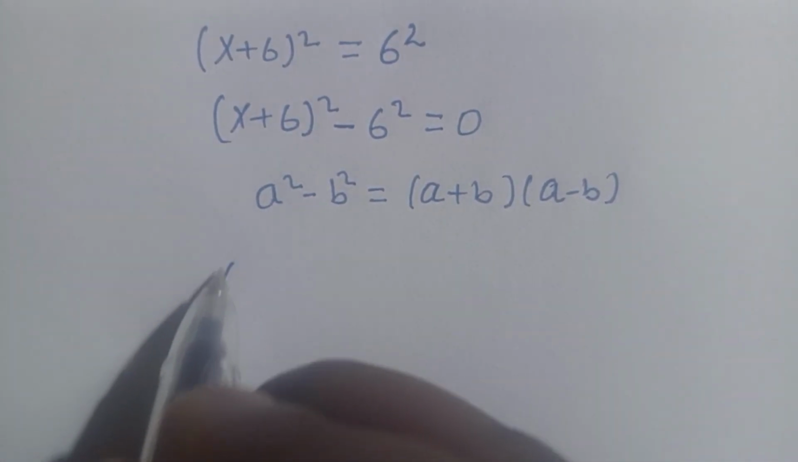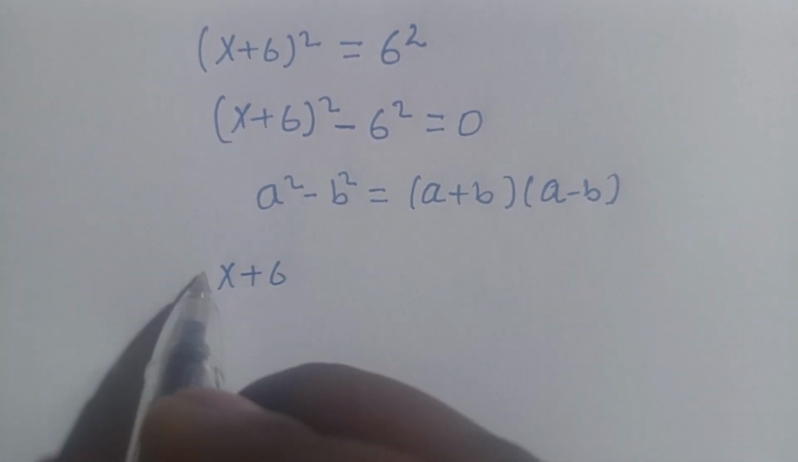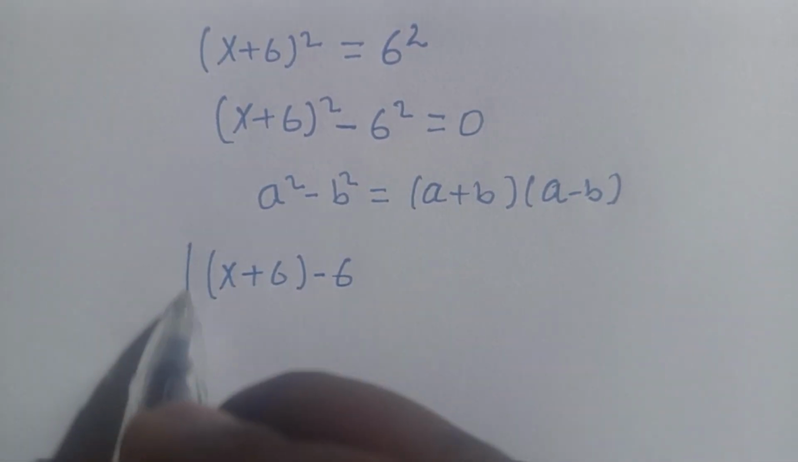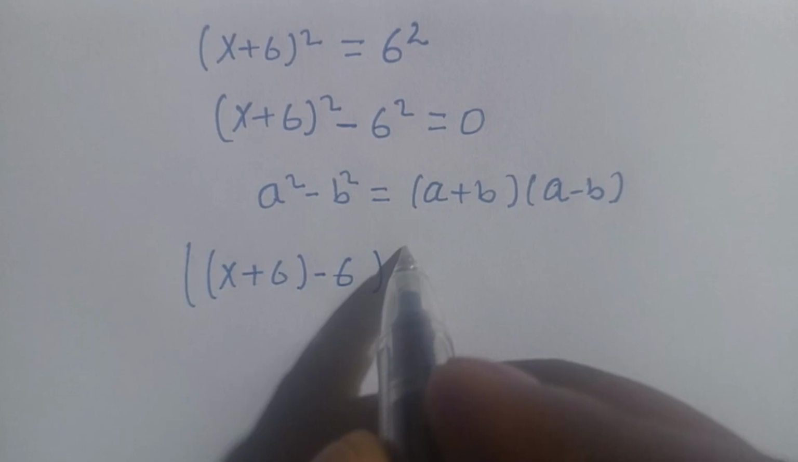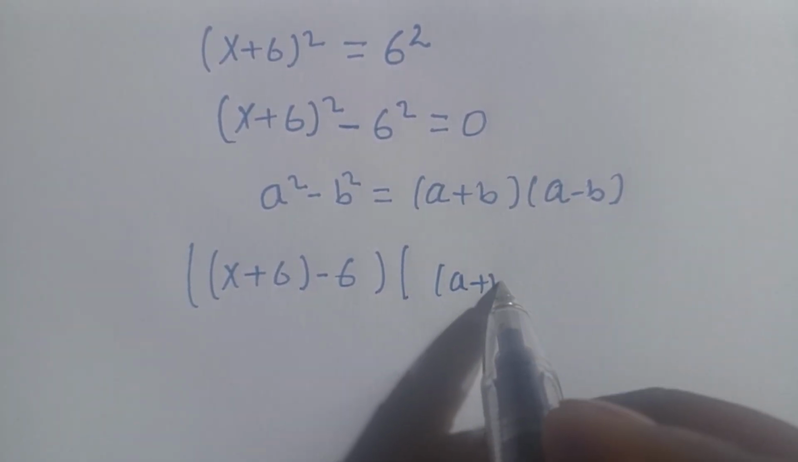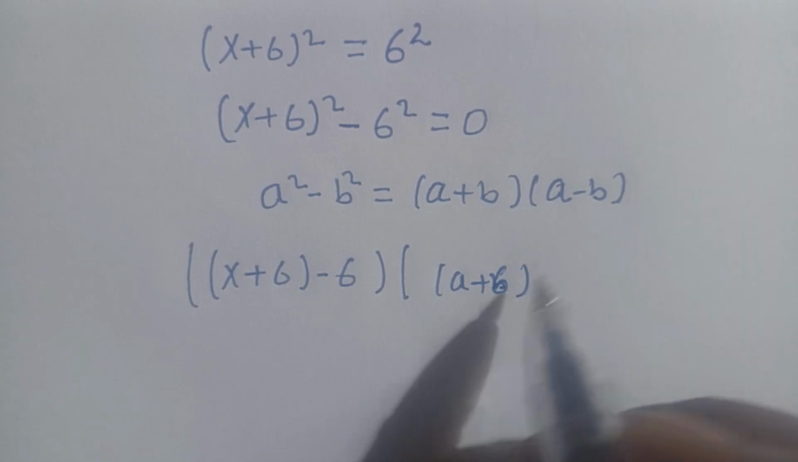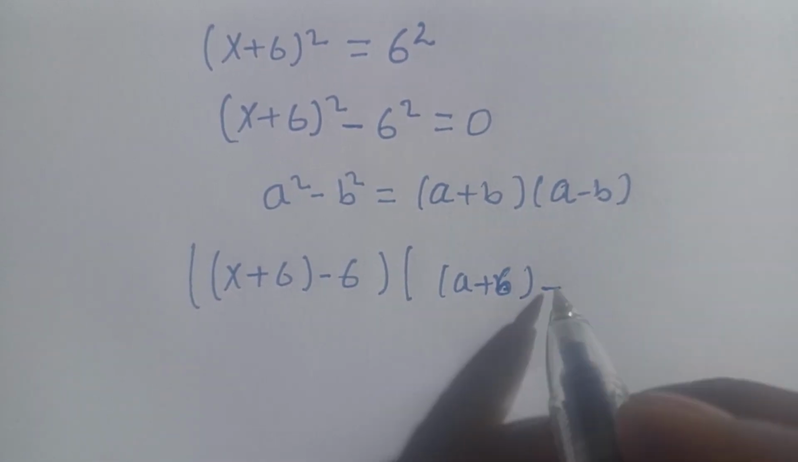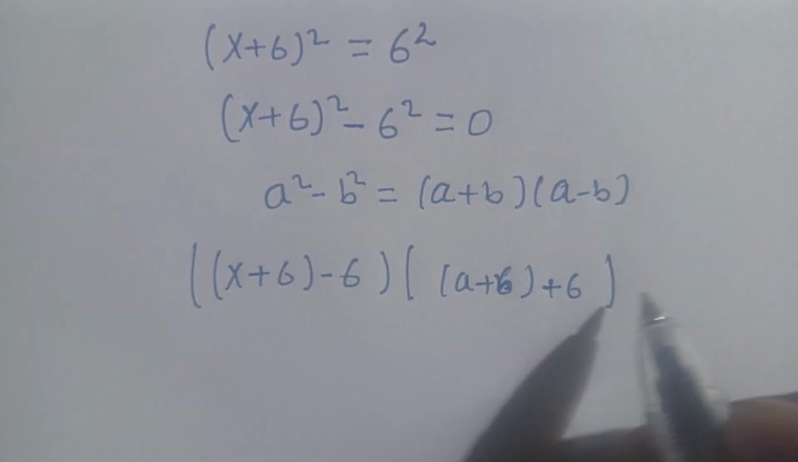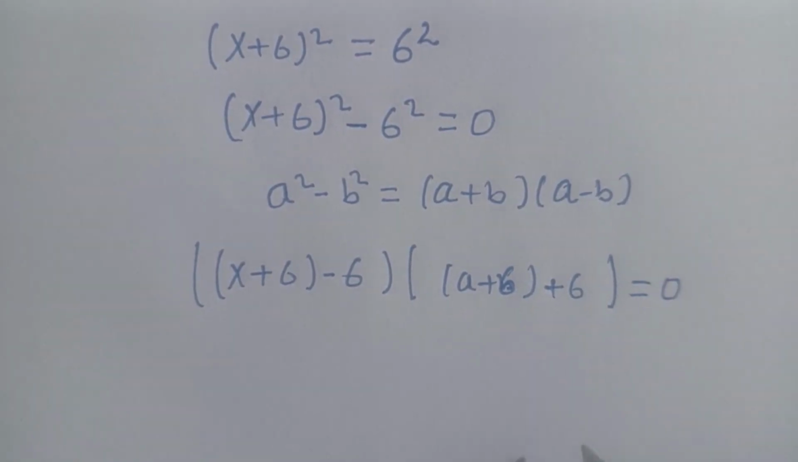Then (x + 6 - 6) times (x + 6 + 6) equal to 0.